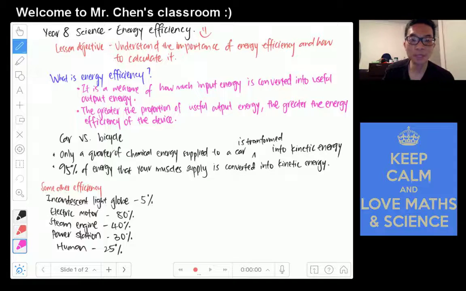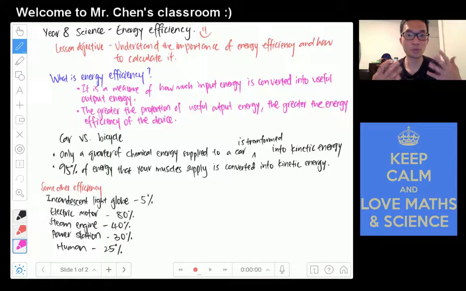So today in science, we will be looking at energy efficiency. Last video we talked about energy transfer. The recap was that energy transfers from one form to another, and according to the law of conservation of energy, energy cannot be created or destroyed, so it has to change from one form to another. By changing from one form to another, we will have some useful energy and some wasted energy.